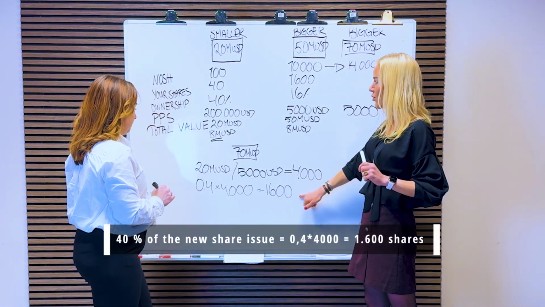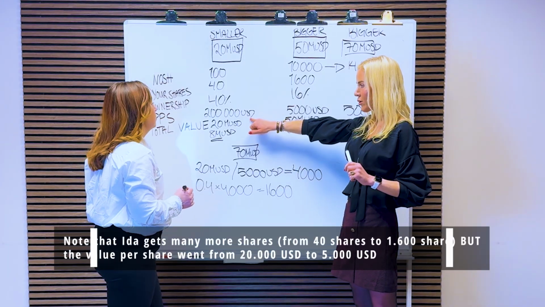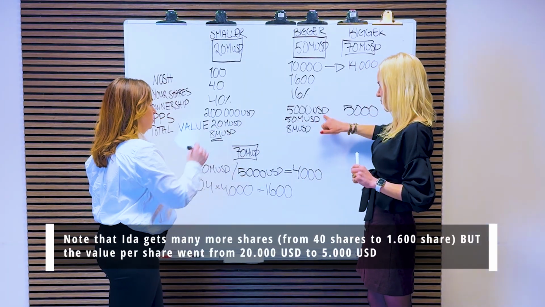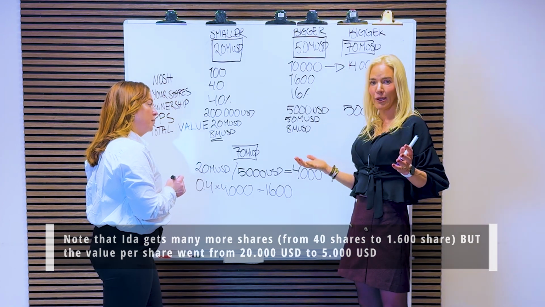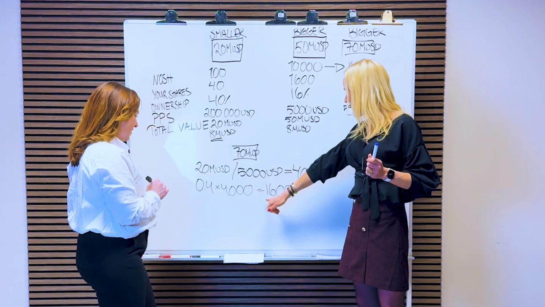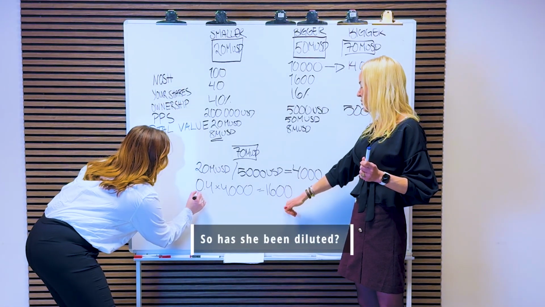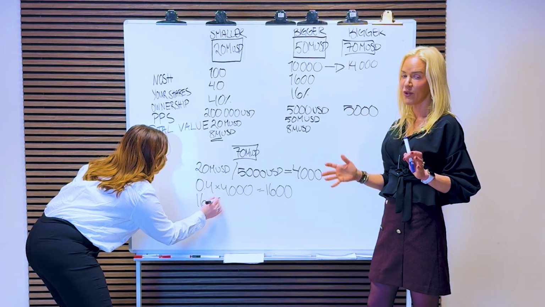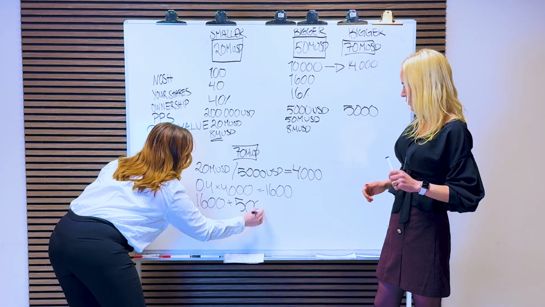So I get more shares. You get more shares, but the value per share is no longer 200,000. Now it's 5,000. So what about your economic value? Have you been diluted? Yes, that's what I want to know. Then we take the new number of shares that you got and take that times the price per share of the new shares you have.